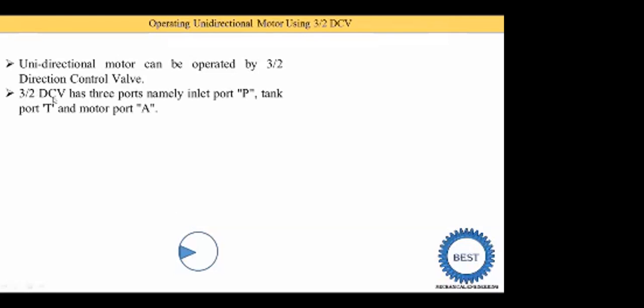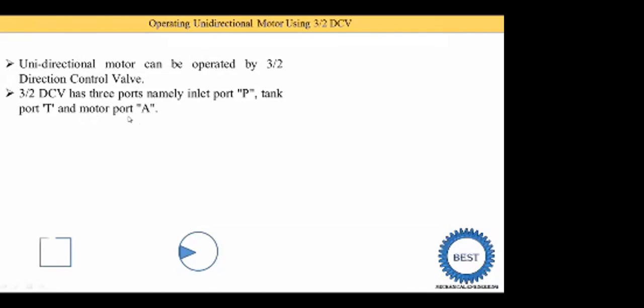Now what are the names of the ports? The first is the inlet port, denoted as P. The second one is the tank port, denoted as T, and the third one is the motor port A. In this case we use a motor, that's why I give the name motor port. If we use a cylinder, then we give the name cylinder port A. And the fourth port is the motor port B. In the cylinder case, it is cylinder port B.